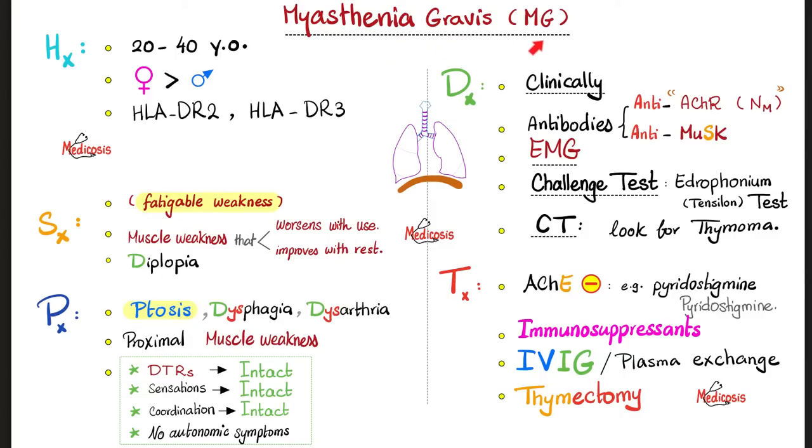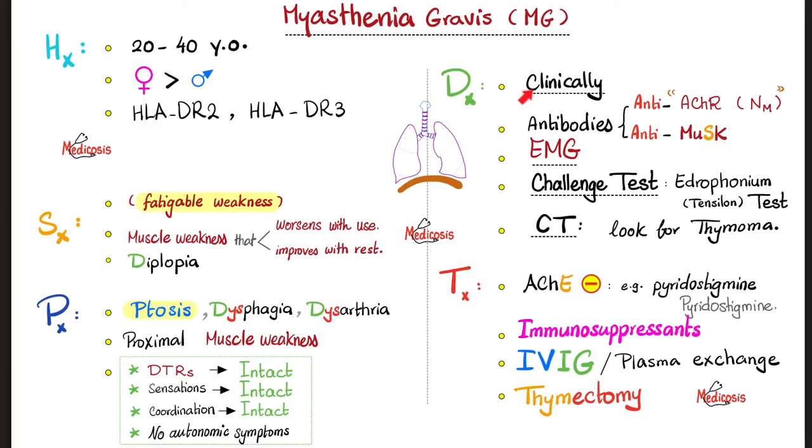Let's summarize myasthenia gravis in 1 minute. The patient is a 20 to 40-year-old female with HLA-DR2 or DR3. Symptoms include fatigable weakness that gets worse with the repetitive use of the muscle. Diplopia is common, ptosis is common, dysphagia and dysarthria can happen. Proximal muscle weakness is more common than distal muscle weakness. Deep tendon reflexes are normal, sensations are normal, coordination is normal, and no autonomic symptoms exist in myasthenia.